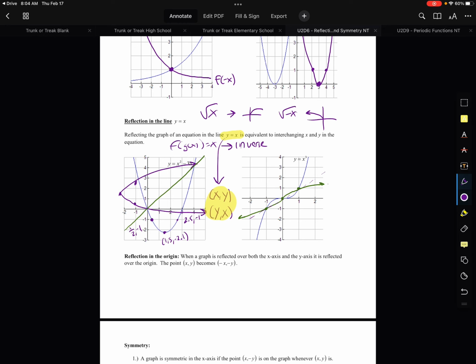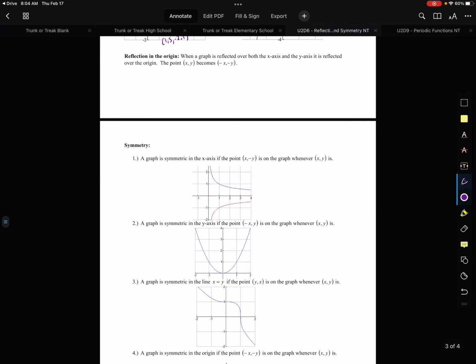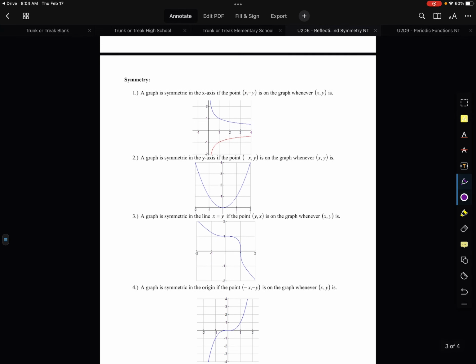And what does our flip in this scenario give us? The third root of x. Which again, those are inverses. All right, symmetry.